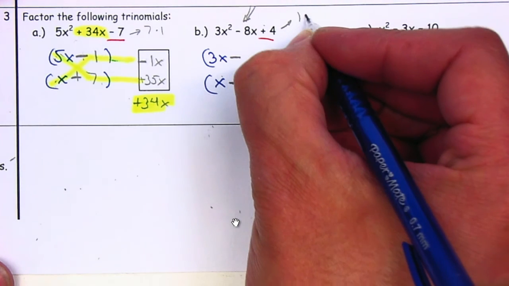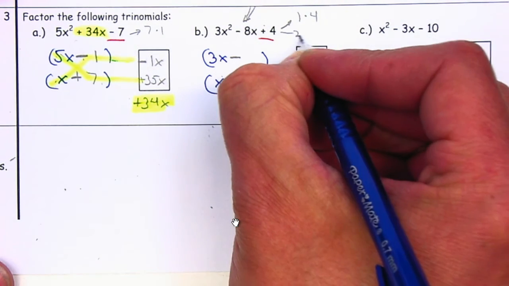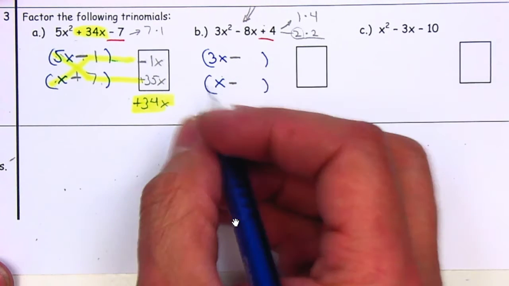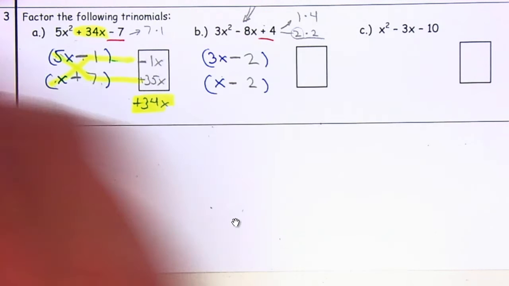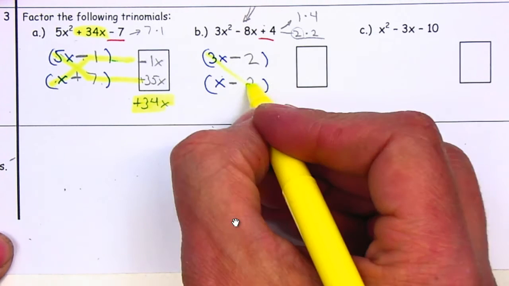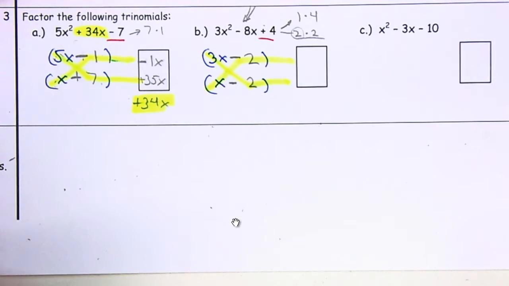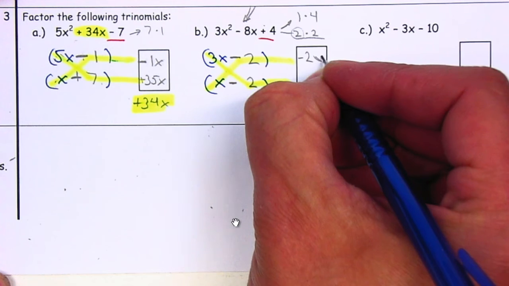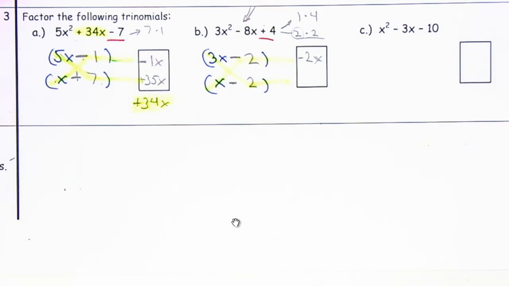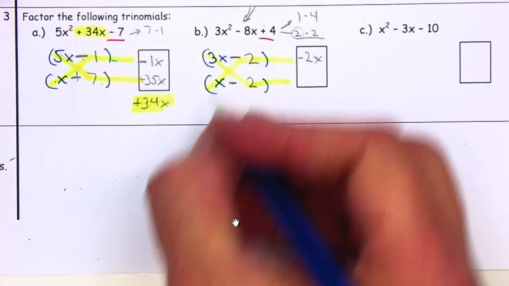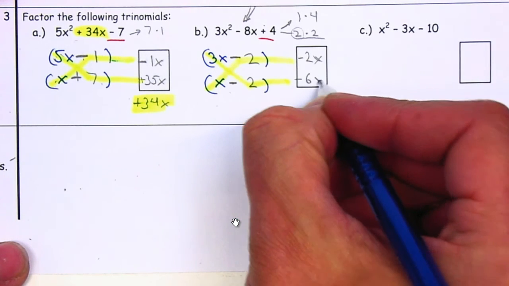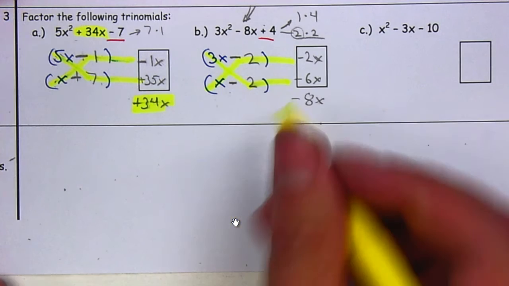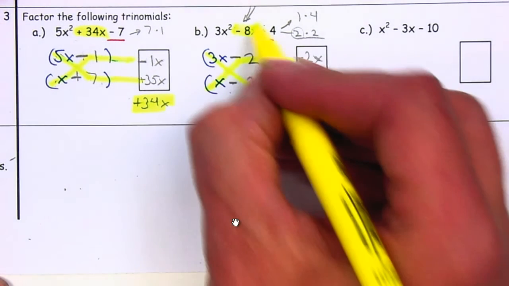These factors will be 1 times 4 or 2 times 2. I'm going to use 2 and 2, because that will give me negative 6x and negative 2x. Correct? x times negative 2 is negative 2x. 3x times negative 2 is negative 6x. If I add them, same sign, you add, keep the sign of the bigger number. It matches the middle term that we want.